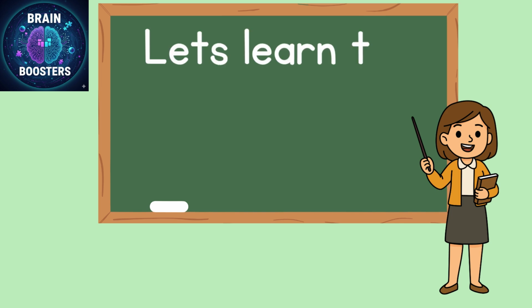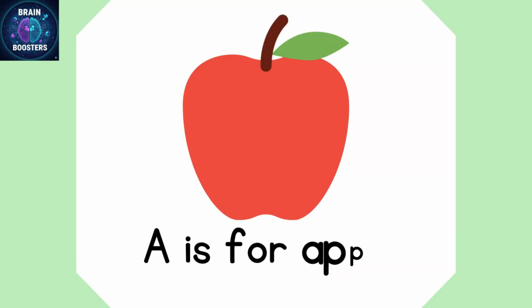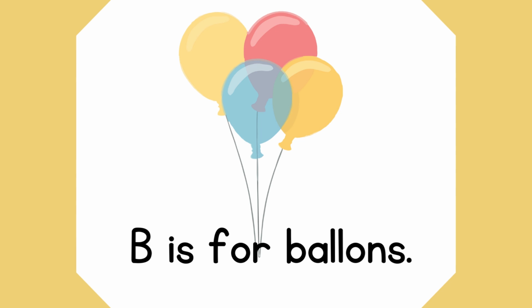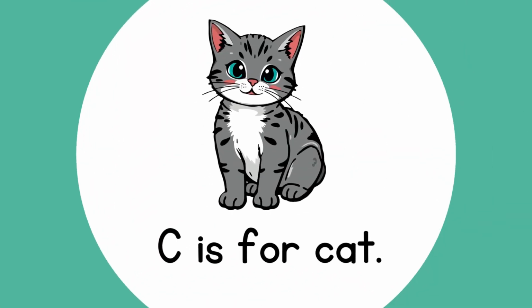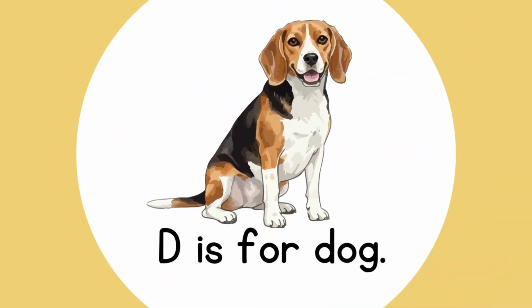Let's learn the alphabet A to Z. A is for apple. B is for balloons. C is for cat. D is for dog.